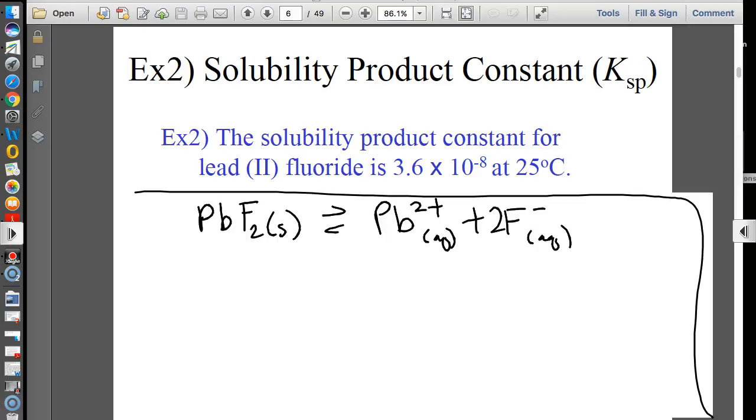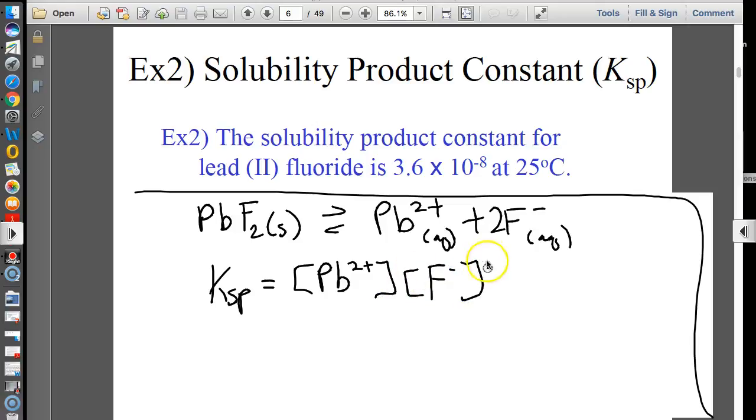We brought the equilibrium expression, Ksp, is equal to the products over the reactants. So I'm going to have lead, and then I'm going to have fluoride, and I'm going to need to make sure I square fluoride. And I don't include the solid because we don't put solids in equilibrium expressions. And so that's going to be equal to 3.6 times 10 to the negative 8.